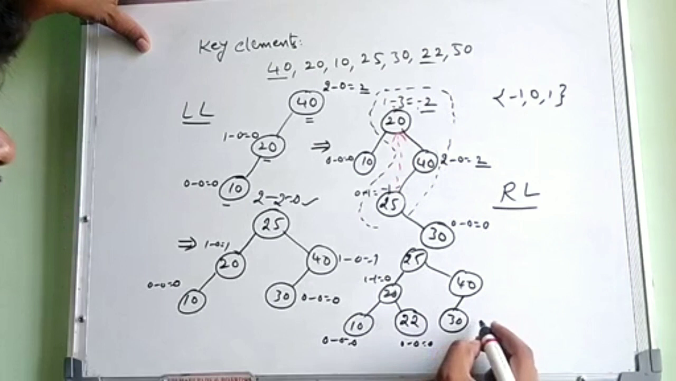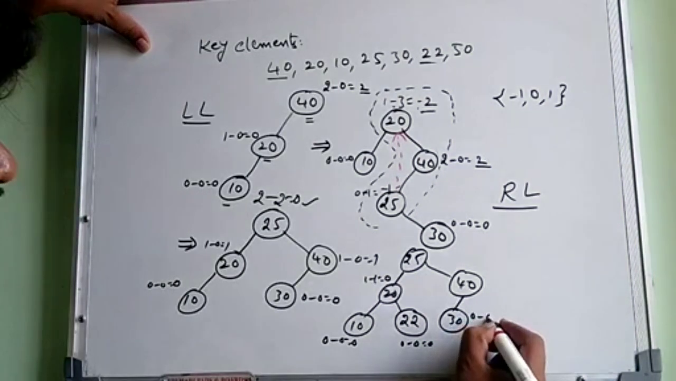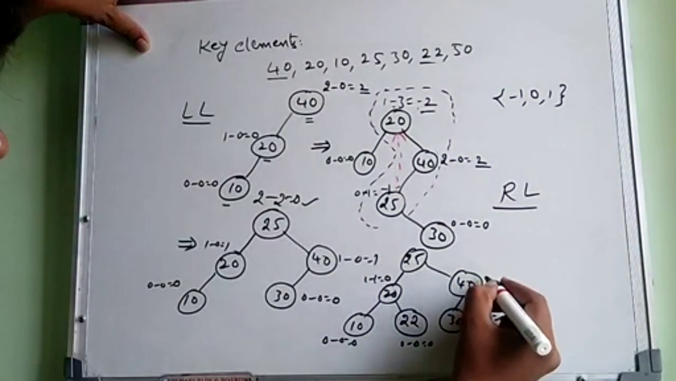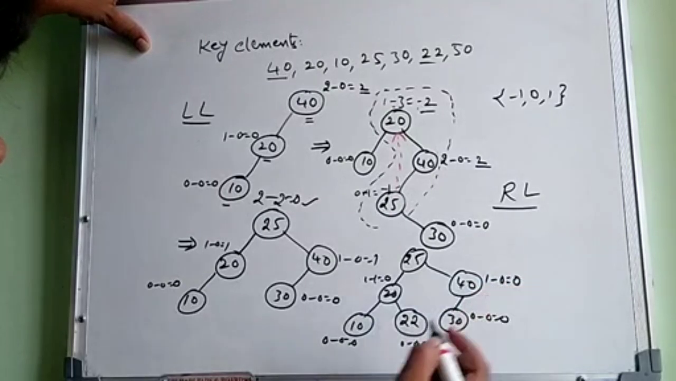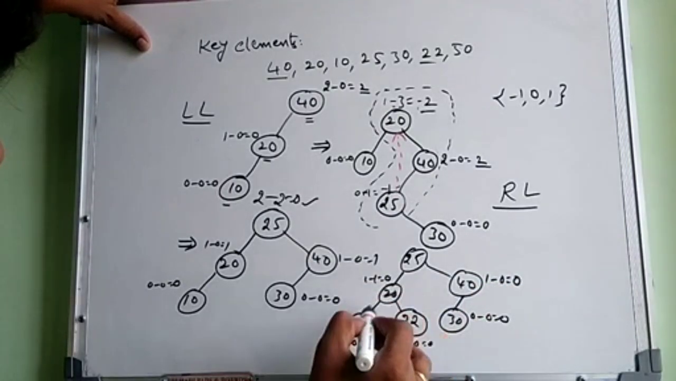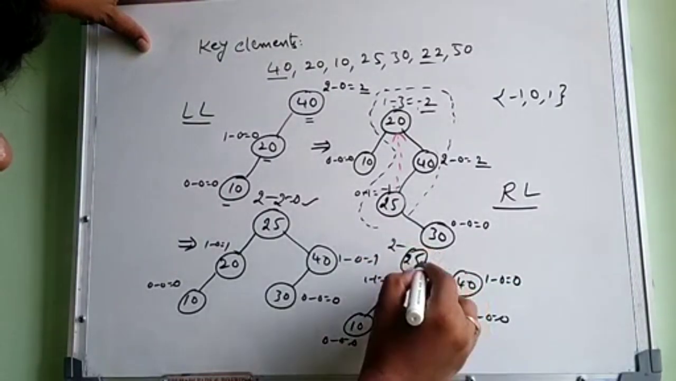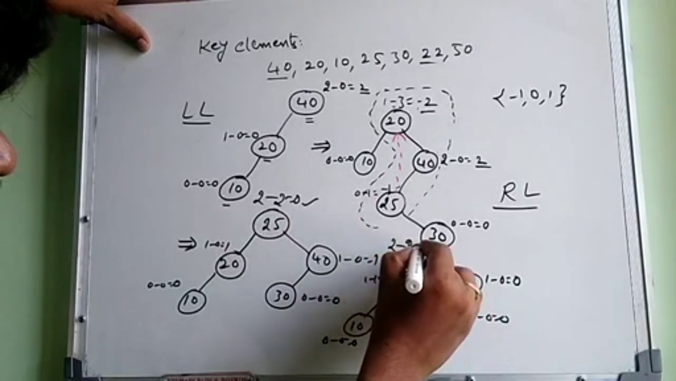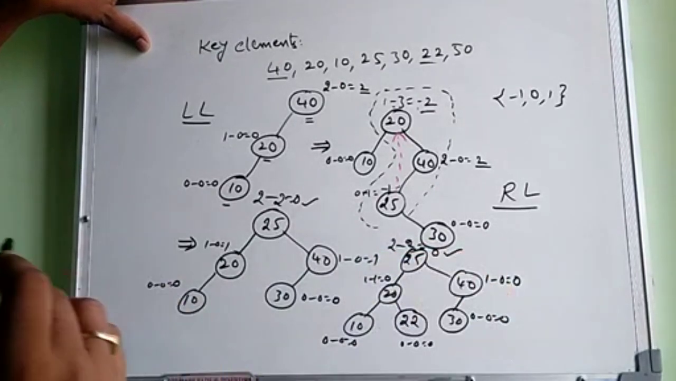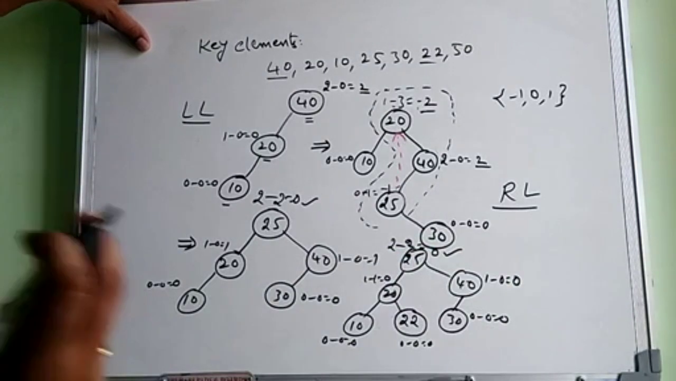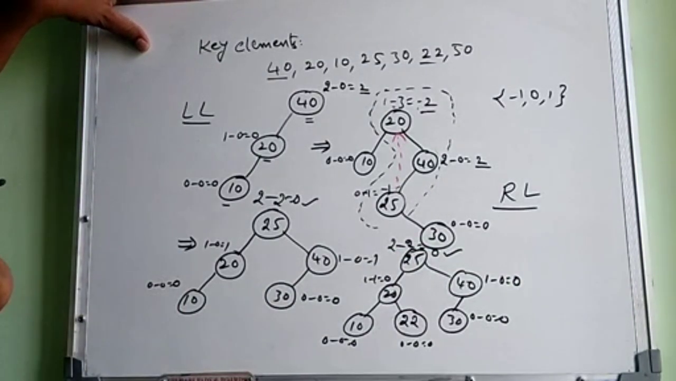1 left child, 1 right child. Here 0 minus 0, 0, only 1 left, no right, 0. So 1, 2, 2 minus 1, 2, 2 equal to 0. So all the nodes in the AVL tree form, all are balanced.